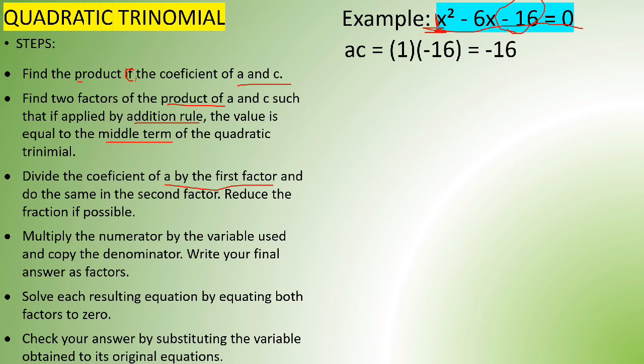So, kunin natin si value ng A and C, A times C. So, A is 1, C is negative 16. So, 1 times negative 16 is negative 16. Next ay, ito. So, we have now, AC is equal to negative 16. Kukunin natin ang factor ni negative 16, na kung i-add natin yon, ang magiging sagot ay yung middle term natin.